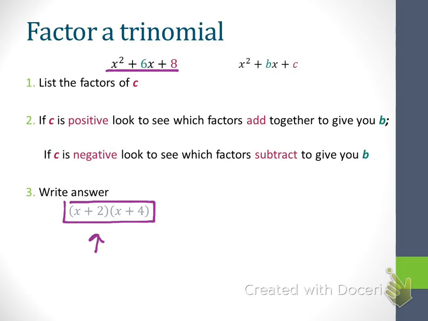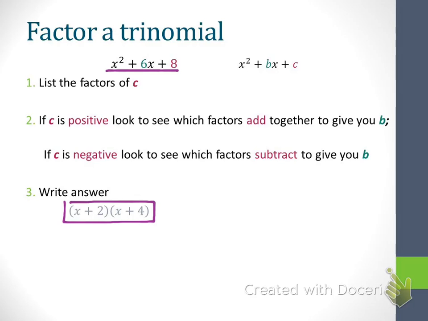So when you get your answer like that, do not go, oh, I need to FOIL that now. No, that's not what you do. This is your final answer, x plus 2 times x plus 4. Say, all right, how do we get that answer? These 3 steps are going to tell me exactly how to get that answer.